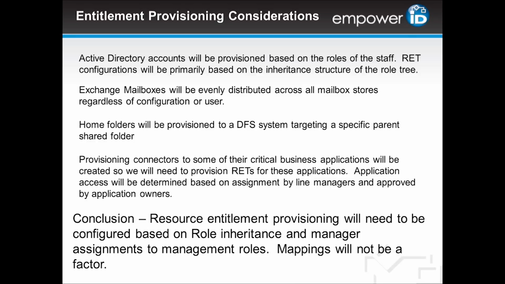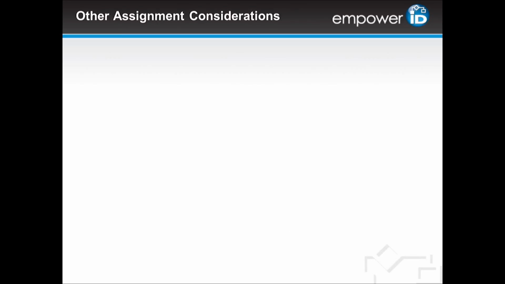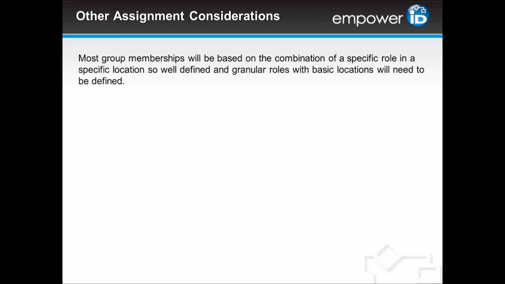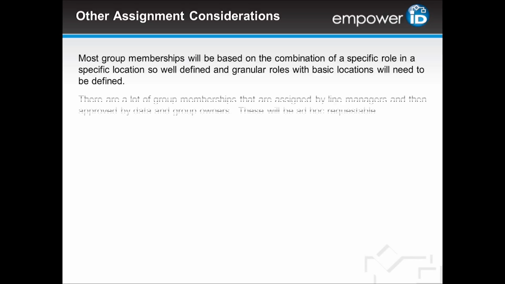So the conclusion from what we know here is that the resource entitlement provisioning will need to be configured based on role inheritance and manager assignments to management roles, and mappings will not be a factor. So let's take a look at some of our other assignment considerations for this particular company. What we found out is most group memberships will be based on the combination of a specific role in a specific location, so well-defined and granular roles with basic location structure will need to be defined.